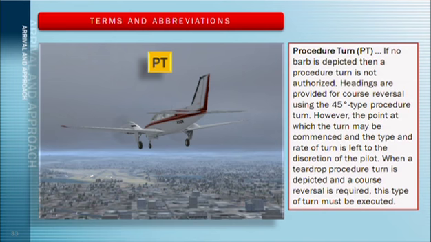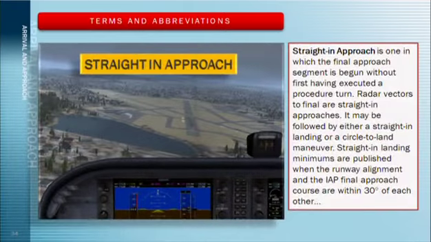Headings are provided for course reversal using the 45-degree type procedure turn. However, the point at which the turn may be commenced and the type and rate of turn is at pilot's discretion. When a teardrop procedure turn is depicted and a course reversal is required, then this type of turn must be executed. A straight-in approach is one in which the final approach segment is begun without first having executed a procedure turn. Radar vectors to final are straight-in approaches.